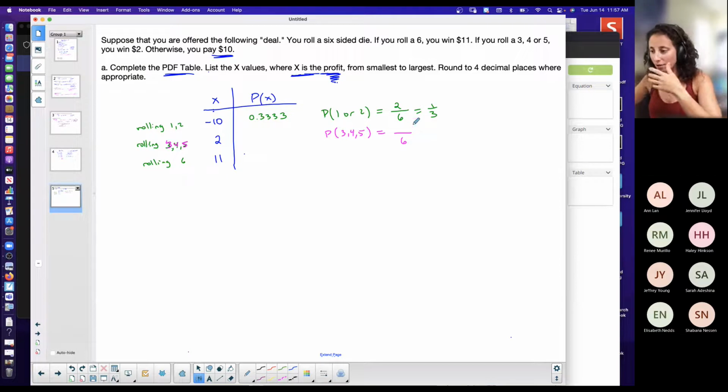And then how many outcomes? 6 total outcomes, but for this particular case, 3, 4, or 5, there are how many on top for my numerator? 3. Yeah, good. 3 out of 6, that's 1/2, which is 0.5. Okay. Last but not least, this one would be rolling a single die once and getting a 6. What's that probability?